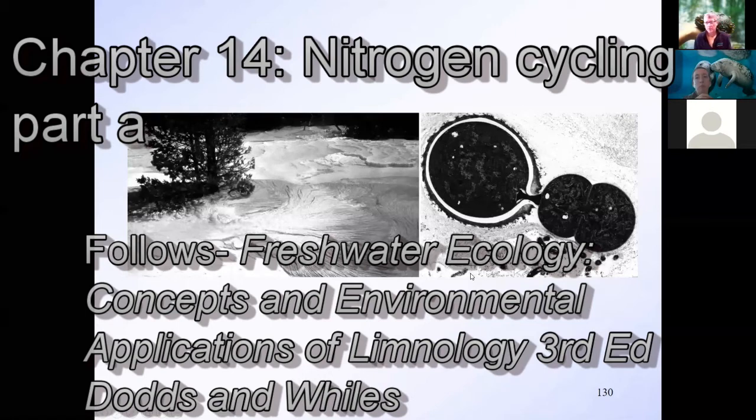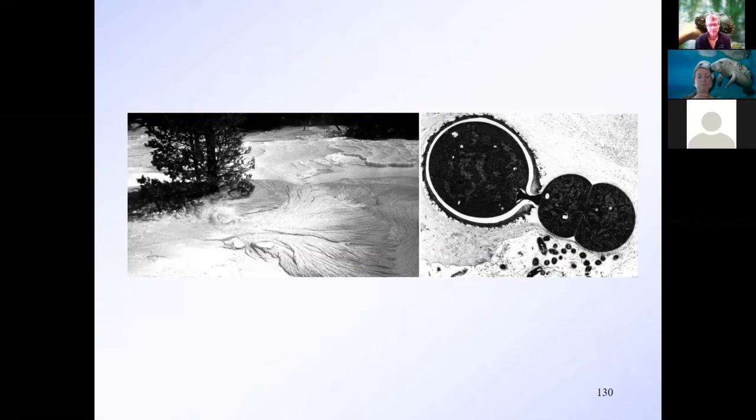Now that we've gotten through the carbon cycle and talked about oxygen dynamics and redox, we can talk about the other elemental cycles. And these two images are related to that. The one on the left is from Mammoth Hot Springs, and these massive white streamer things are actually sulfur oxidizing bacteria. And the first step of taking sulfide and combining with oxygen results in elemental sulfur.